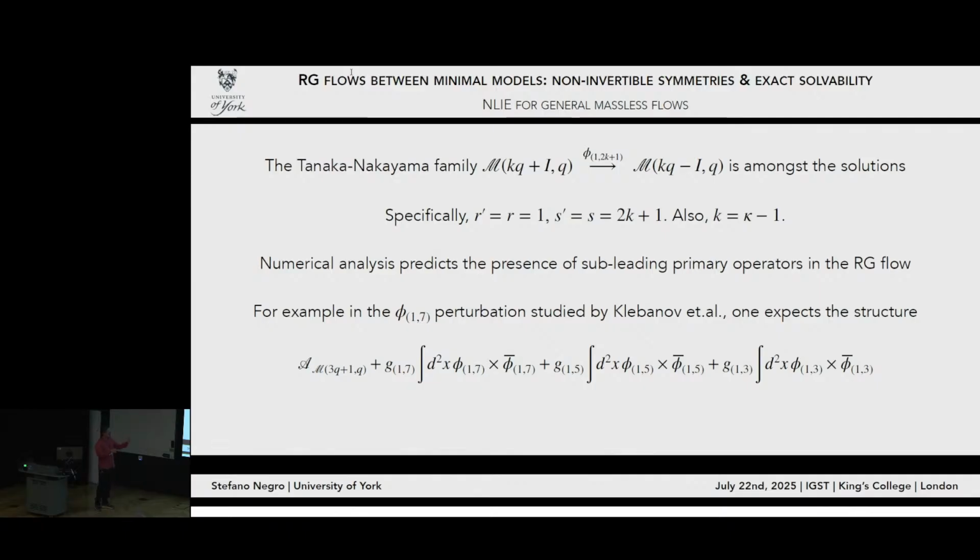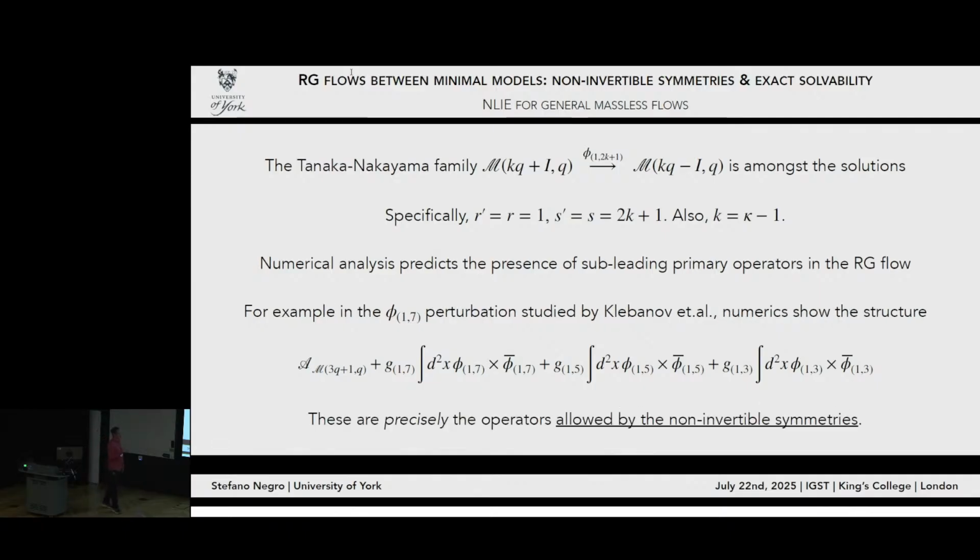And if we look at the commutation of these fields with the non-invertible line, we find that all three, if I choose the lines as the one commuting with 517, then 515 and 513 also commute with all those lines. So they also are allowed on the flow. You can have them because they don't break the non-invertible symmetry. So this is also another non-trivial check that something is going on.